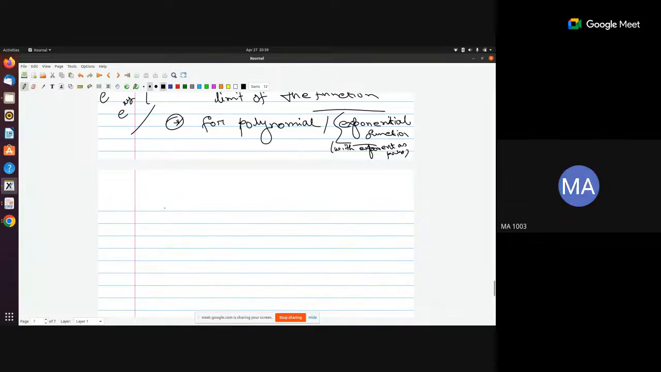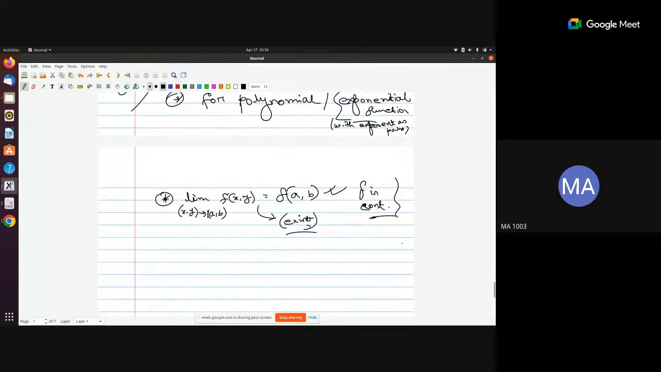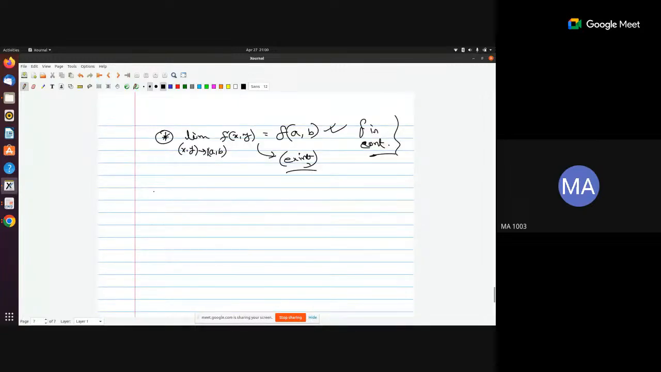Okay, fine. So this is done, and if the limit exists, and this is the same value as the function value, then f is continuous. So first of all, this limit has to exist, and it has to give the same function value. Otherwise, it is not continuous. Okay, so this is what we have seen.